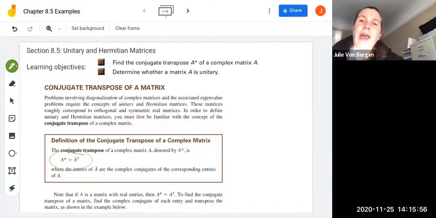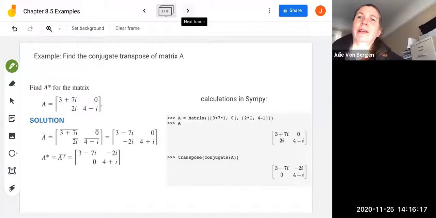And then note that if A is a matrix with real entries, then the conjugate transpose of A is just the transpose of A, because there is no conjugate part of real entries in a matrix. So to find the conjugate transpose of a matrix, first find the complex conjugate of each entry, and then transpose the matrix. So let's take a look at this example.